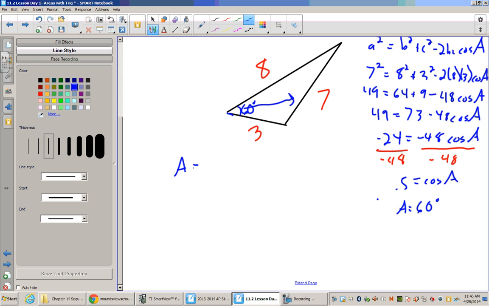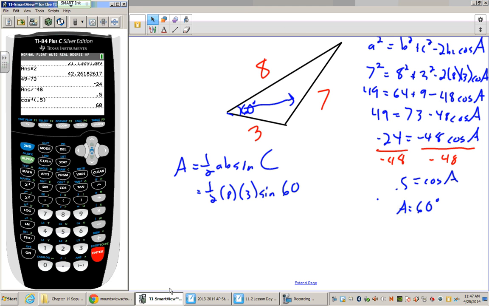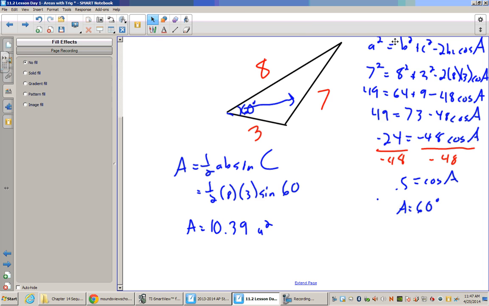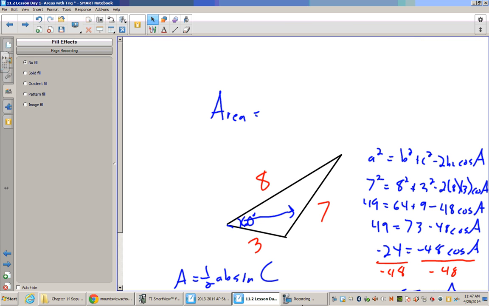Now if I want to find the area, it's 1/2 AB sine of C. We know our angle is 60, so A and B are the two sides next to it. 1/2 times 8 times 3 times the sine of my angle 60. So pull up the calculator again, and I'm going to do 0.5 times 8 times 3 times sine of 60. So my area is 10.39, and that's some units squared. All right, hopefully that's enough to get you through your work.